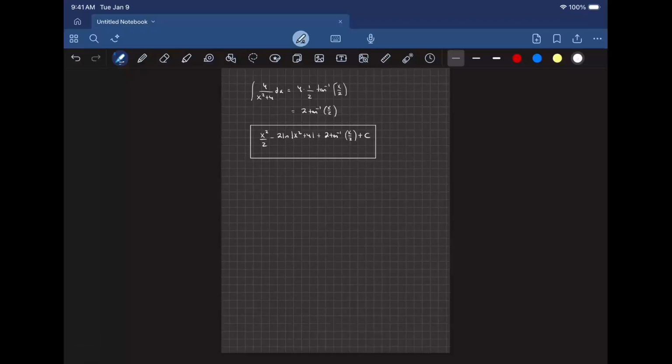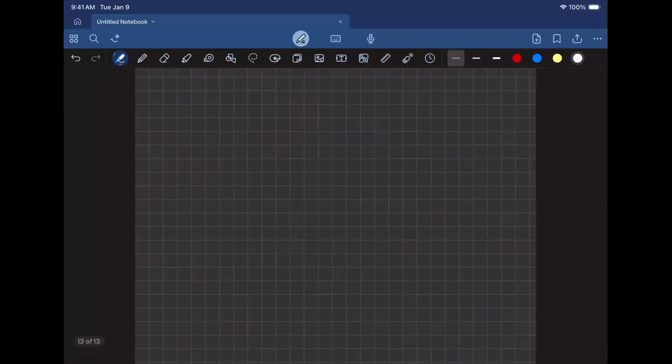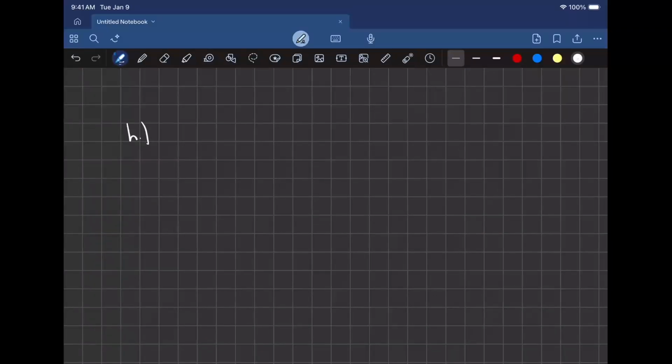Okay, let's look at the integral of, what is this, letter h now? h, 1 over 16 plus t squared dt. Super simple. This is an arctan integral. We're going to use the same formula we just used. So this will be 1/4 tan inverse of t over 4 plus c.